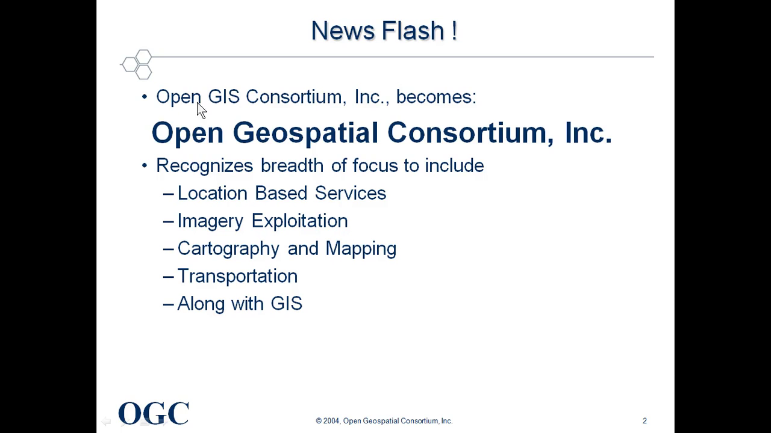So what is Open GIS Consortium? Now, Open Geospatial Consortium, earlier it was GIS Consortium, now it is Open Geospatial Consortium, and INC means incorporation. What it does is recognize a breadth of focus to include location-based services, imagery exploitation, cartography and mapping, transportation, along with GIS. So this is what Open Geospatial Consortium is all about, OGC.